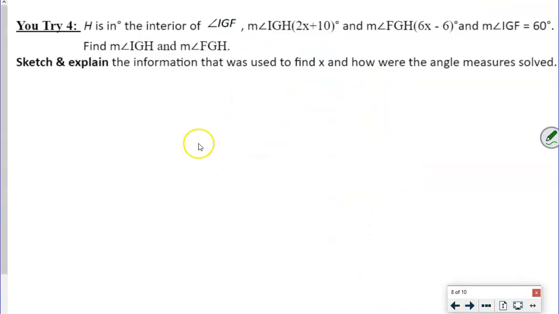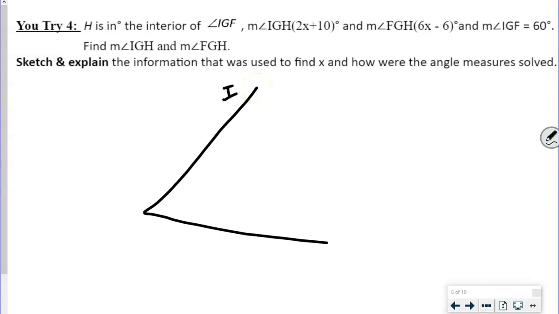All right, now, this last one, you try, says that H is in the interior of angle IGF. And if it says something's inside something else, you have to draw that something first. You have to draw the angle first. Then label the angles, label all the measures, and then see if you guys can solve this, and then come back to me when you're done. Okay, so this is what we're going to do. I'm going to draw this angle IGF.